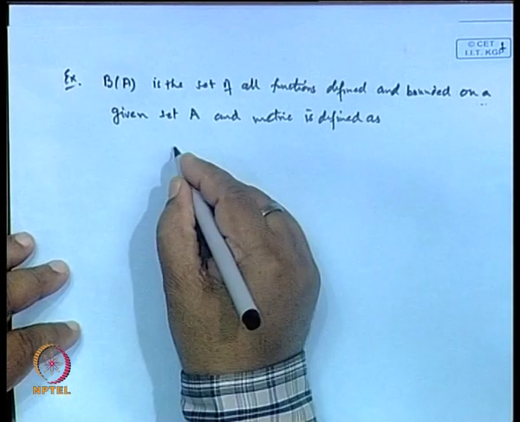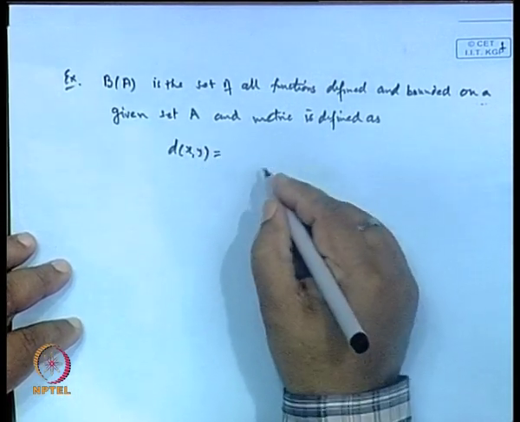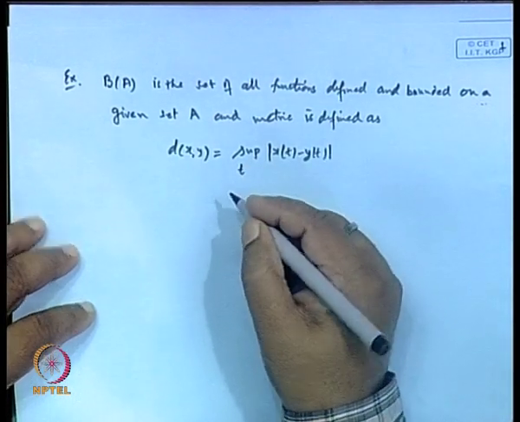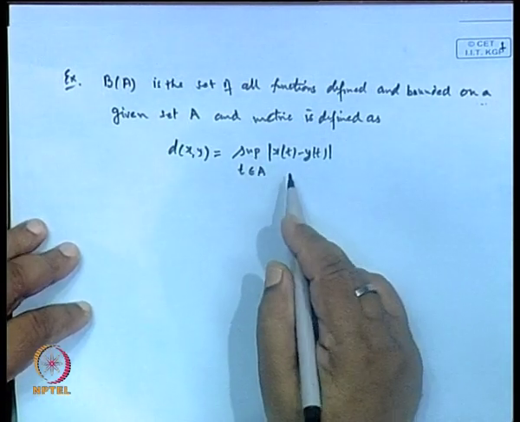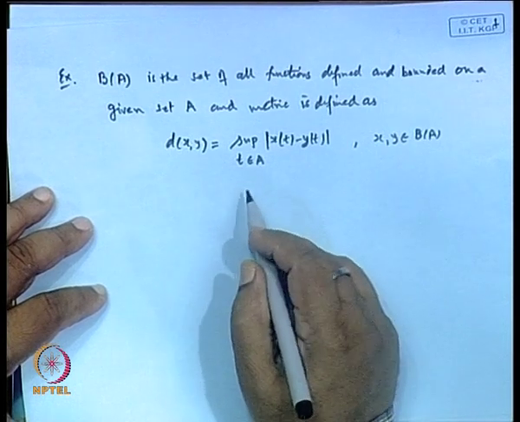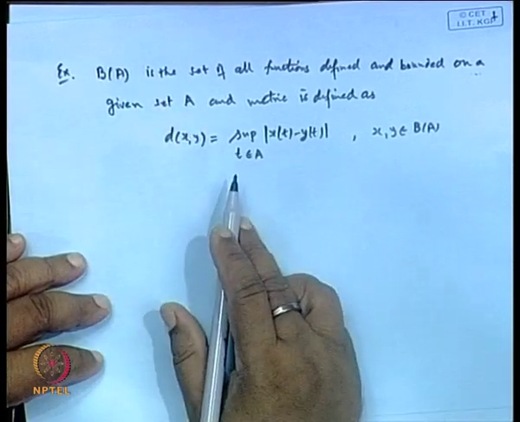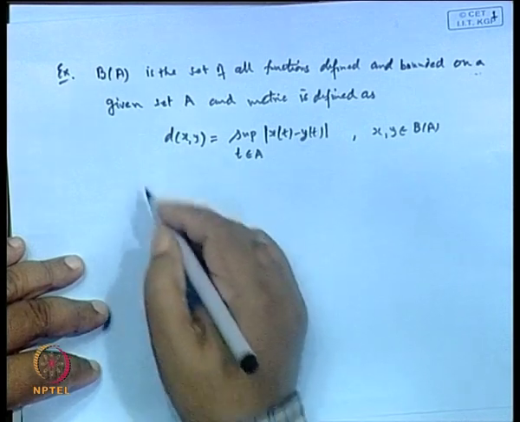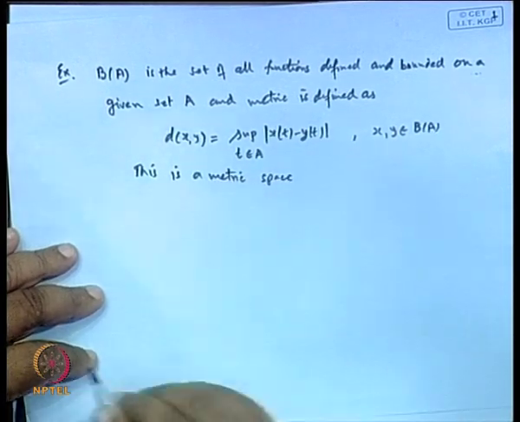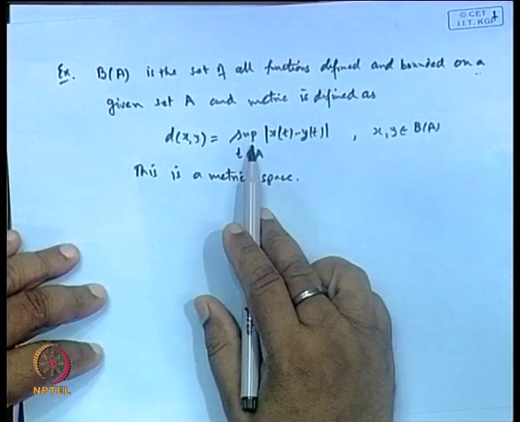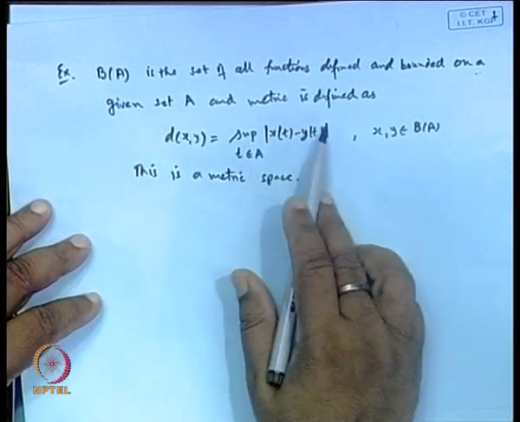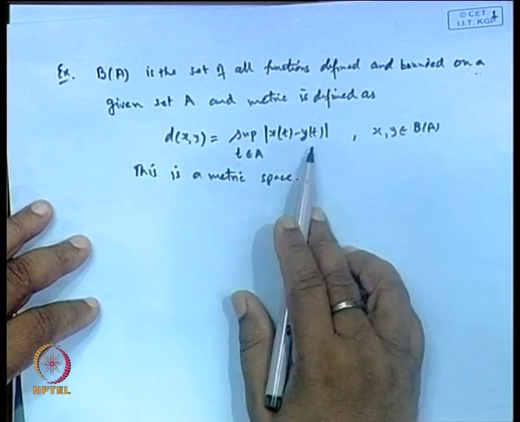is defined as d of x, y equal to the supremum of mod x of t minus y of t, t belonging to A, where x and y are elements in B of A, and the supremum is taken over all t belonging to A. Now, this set B of A together with this metric d forms a metric space, which can be verified easily, because d is well defined: the function is defined and bounded over the set A. So, this supremum value will be attained and we get d to be a finite real non-negative number.